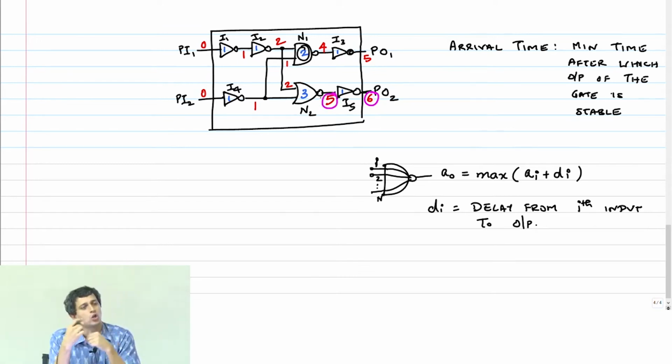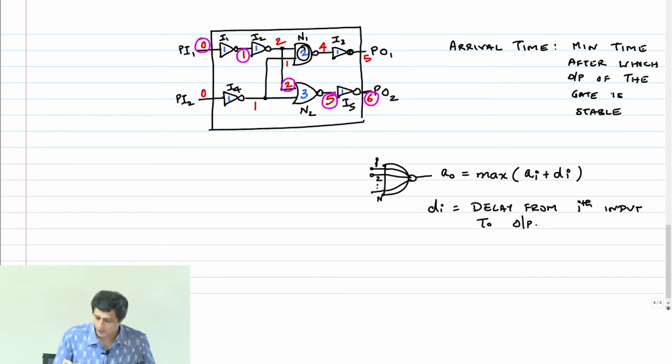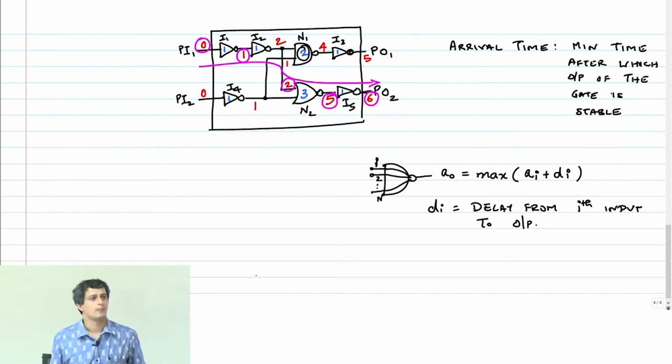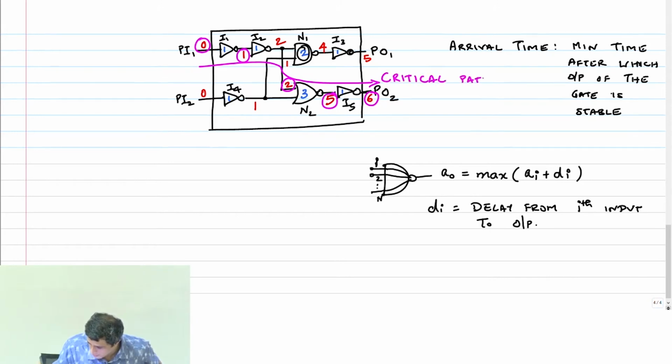Now for the NOR gate, which side should I go? Should I go towards I4 or I2? I2. Again take the max there, go back, this guy. Then I go back here and go here. Therefore, the critical path is like this, right? So this is called the critical path.